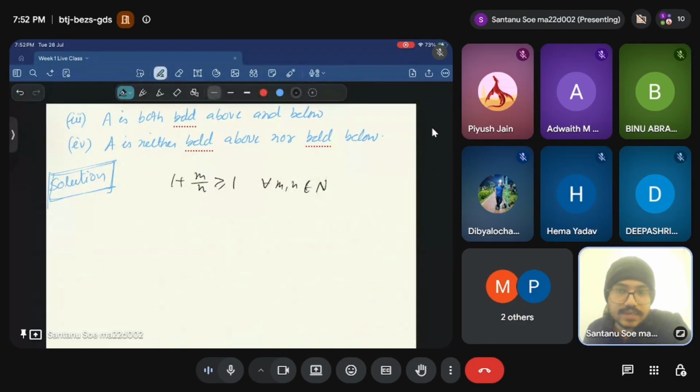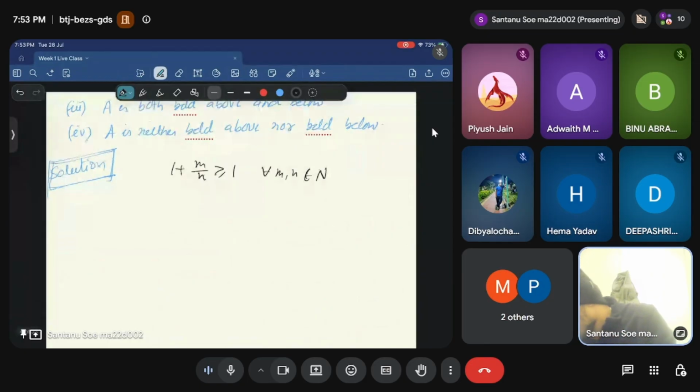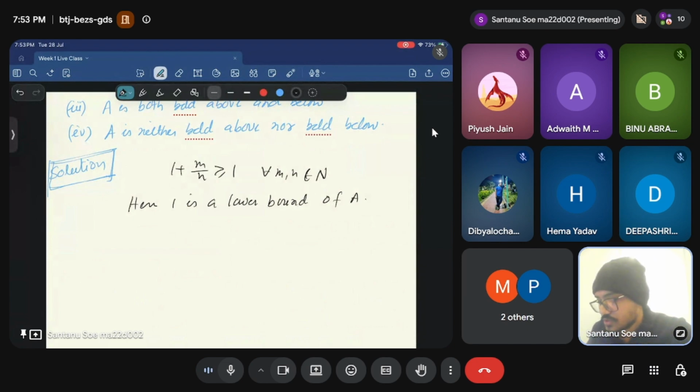So this implies that 1 is a lower bound. Okay, so in fact it is the greatest lower bound. Okay, so here 1 is a lower bound of A.